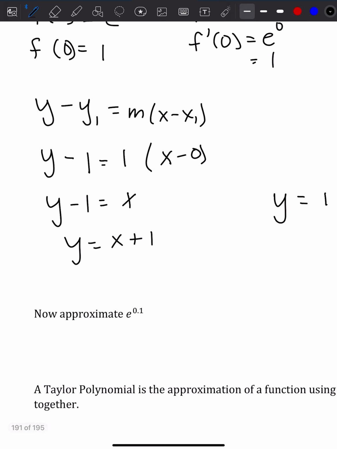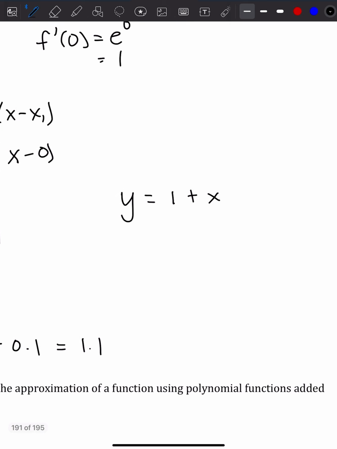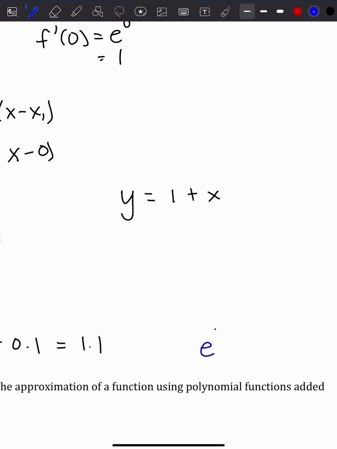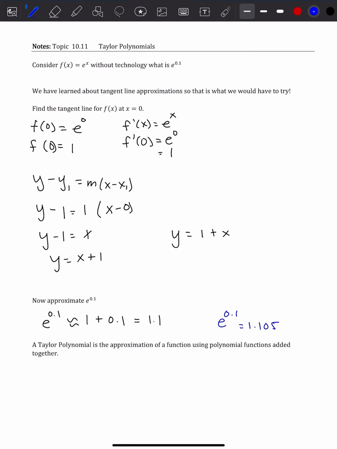So now we'll approximate that value e to the 0.1. So e to the 0.1 is about 1 plus x, so we have 1 plus 0.1, which is equal to 1.1. If I actually put this into a calculator, e to the 0.1 is equal to about 1.105. So looking at these two things, that value is super close to the value that we wanted.